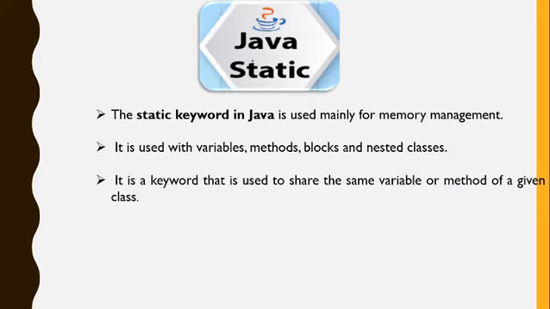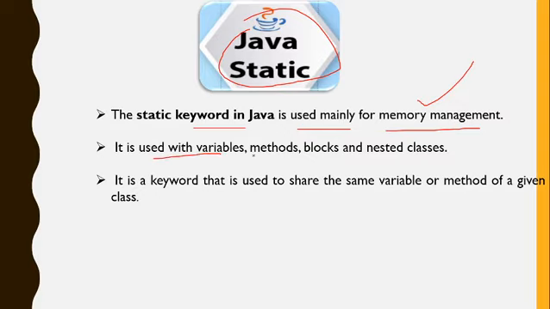First I'm going to explain about Java static, why we use this. Simply, in one point you understand: the Java static keyword is mainly used for memory management. It helps us save memory through variables, functions, and blocks. It is used with variables, methods, blocks, and nested classes.